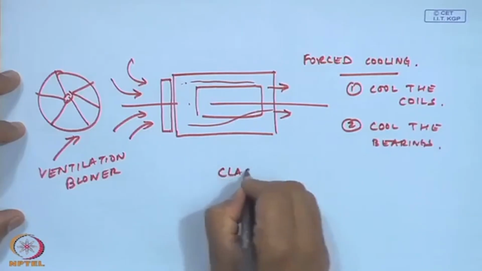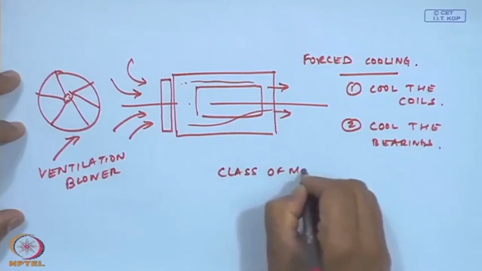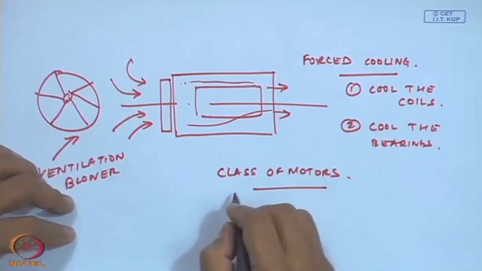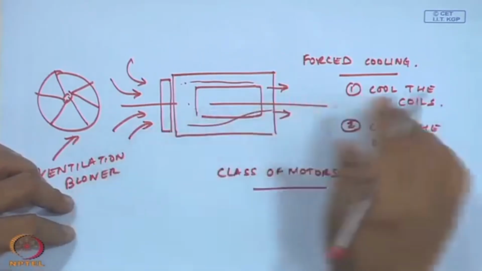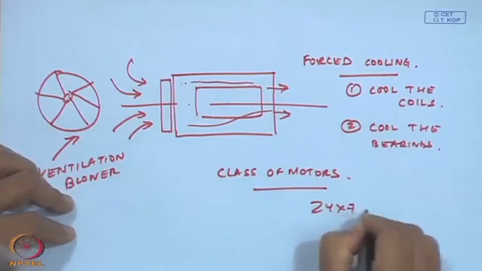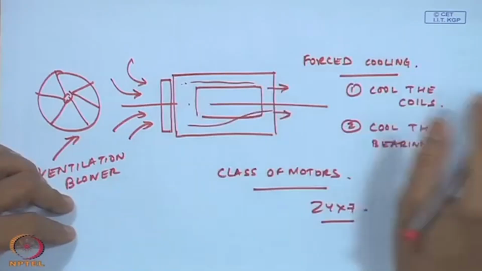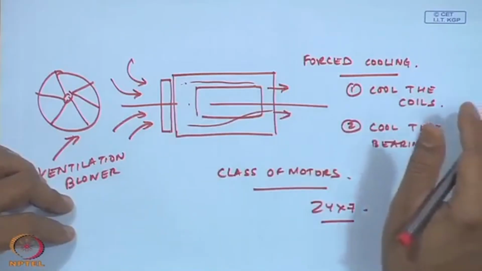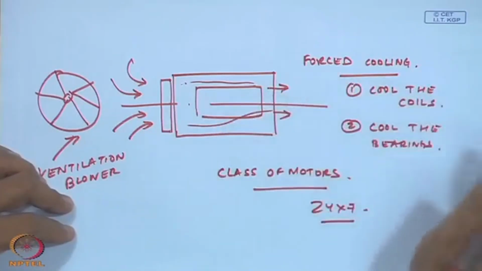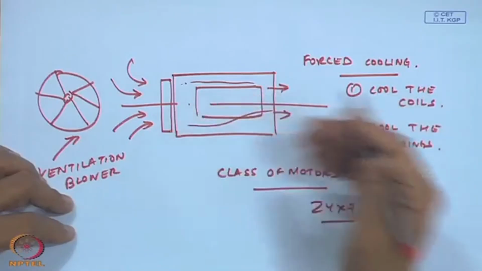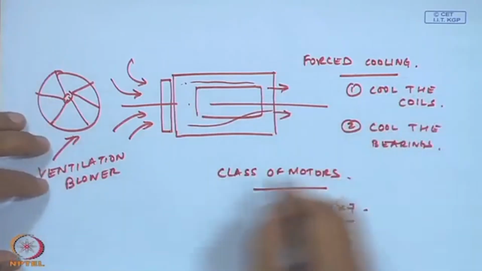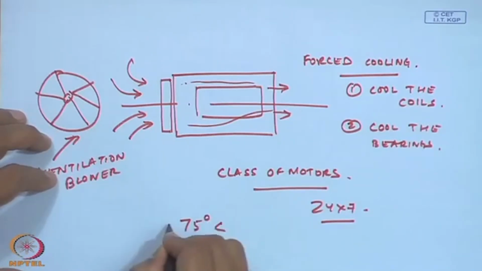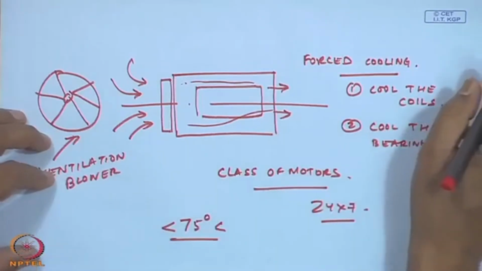There are classes of motors, because there are motors which run continuously round the clock, 24/7, in a plant. Of course, they take breaks only for maintenance, otherwise they run continuously. There are motors which run for short spans. So, you can imagine if this heat is not dissipated, the temperature is going to build up. Typically, the bearings are maintained to be on the safe side. They should be around 75 degrees Celsius.